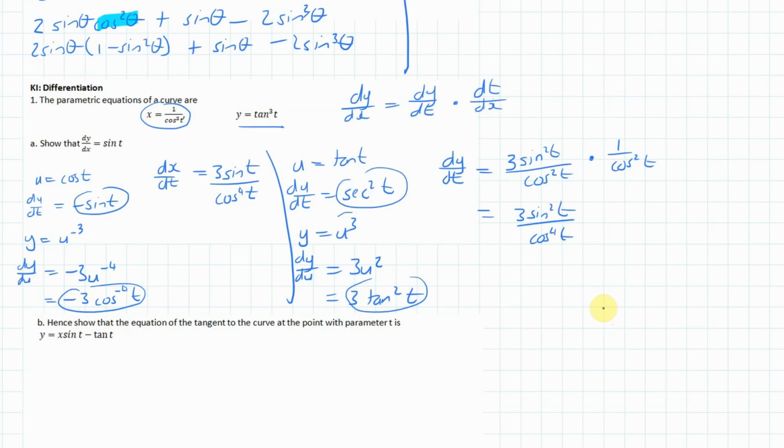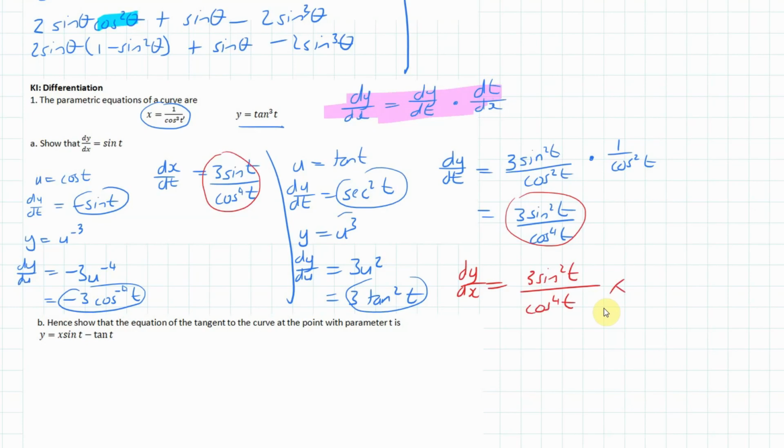Now we go back to this bit here. If we want to find dy/dx, dy/dx is equal to dy/dt. That's this bit here, 3 sine squared t over cosine to the power of 4 t, multiplied by dt/dx. Now this is dx/dt, so dt/dx is the reciprocal of that. So we get cosine to the power of 4 t all over 3 sine t.